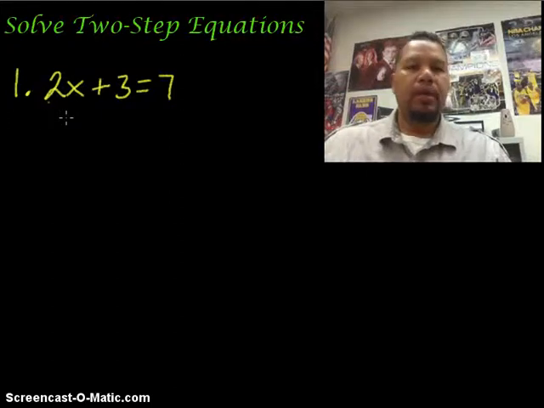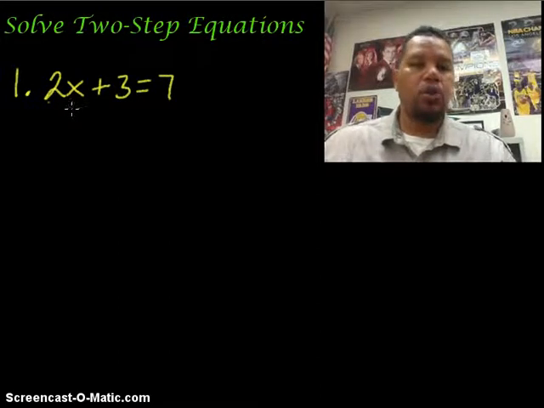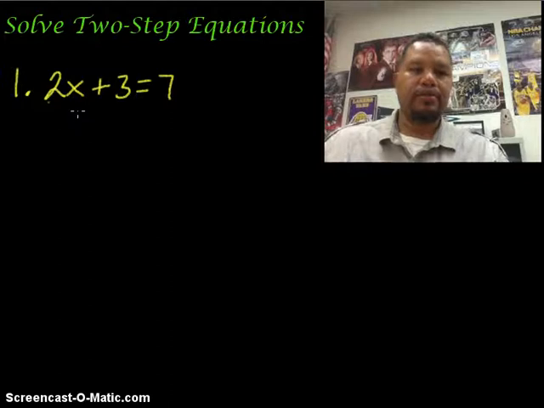Solve two-step equations. This is an example of a two-step equation. The reason why it's called a two-step equation is because there are two operations happening to the x. X is being multiplied by 2 and added by 3. I'm going to use the properties of equality to solve for x.